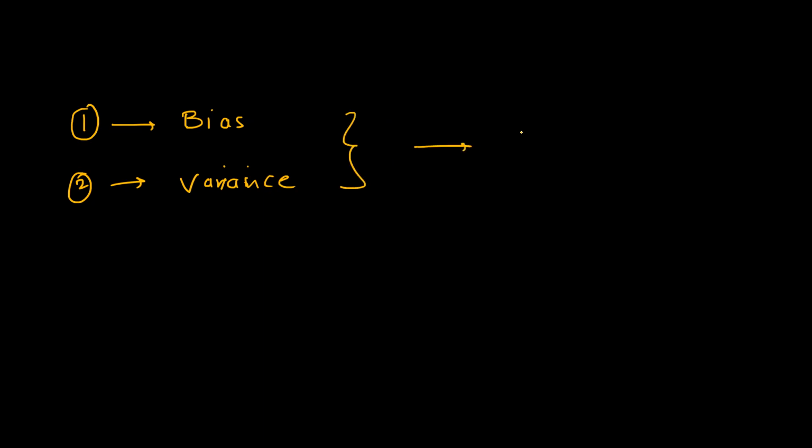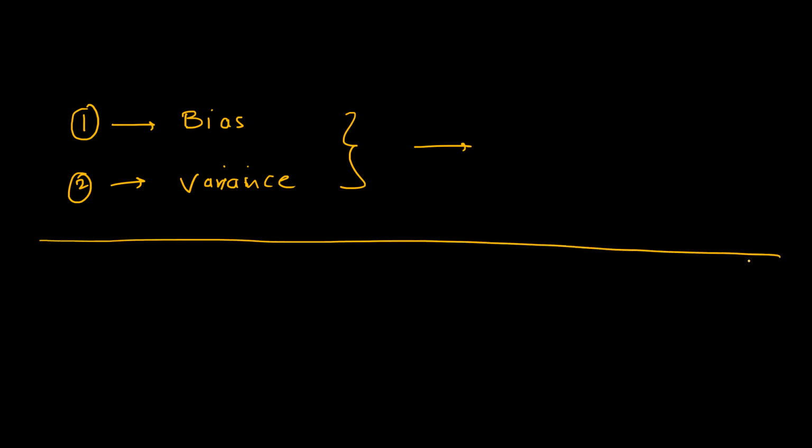Now two more terms are associated with underfitting and overfitting. The first one is called bias and the second is called variance. We will talk about these two terms afterwards in the next video.